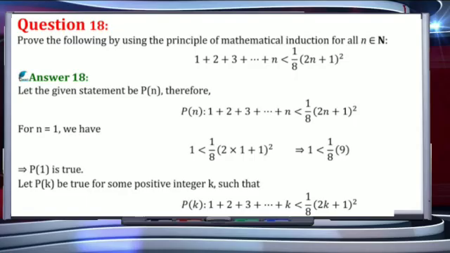Question number 18 of your exercise 4.1 is: prove the following by using PMI, for all n belonging to the natural numbers, that 1 plus 2 plus 3 and so on up to n is always less than 1 by 8 (2n plus 1) whole square.